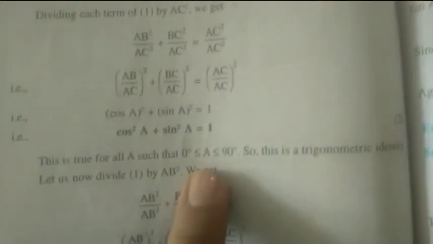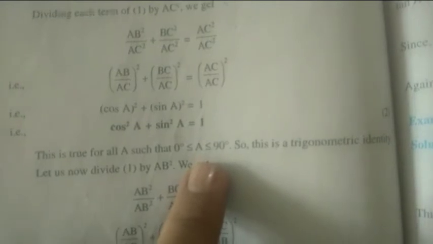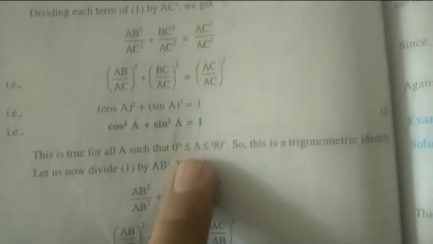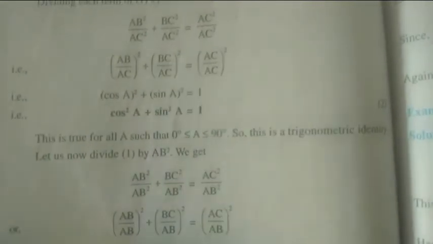This is true for all values of angle A such that A is greater than or equal to 0 and smaller than or equal to 90 degrees. So this is a trigonometric identity.